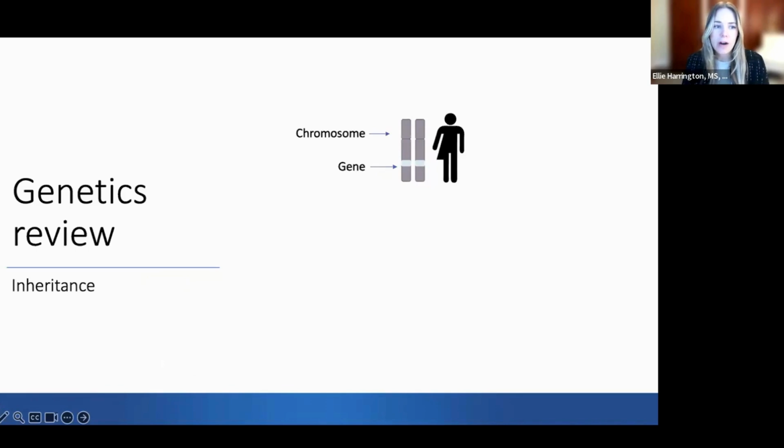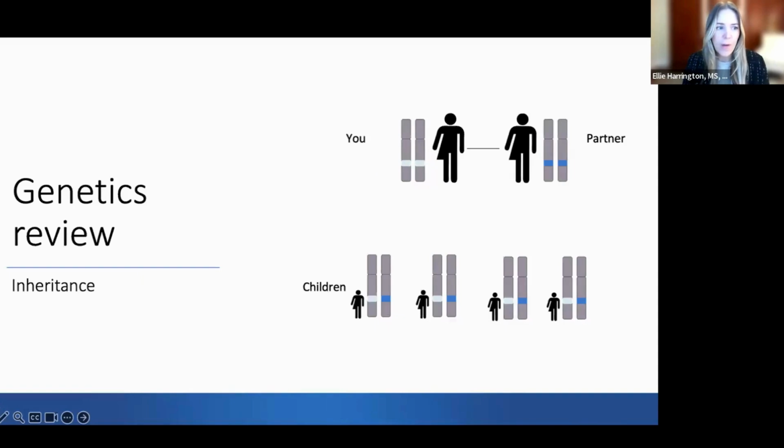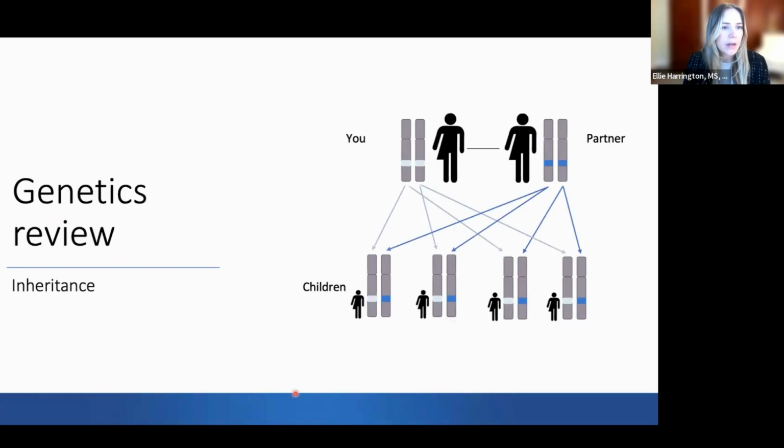And when we inherit our genes, here you have a partner. You either inherit 1 copy or another copy, and your partner passes down 1 copy or another copy. So our children, let me get my pointer, please. Our children are a combination of ourselves and our partner, and they only inherit 1 of our 2 gene copies.